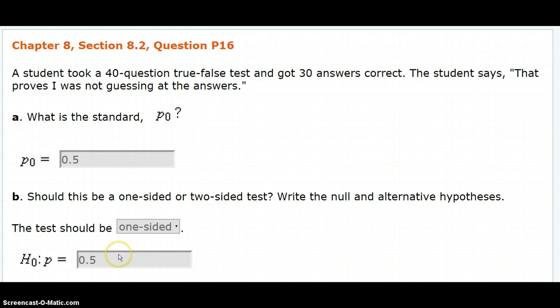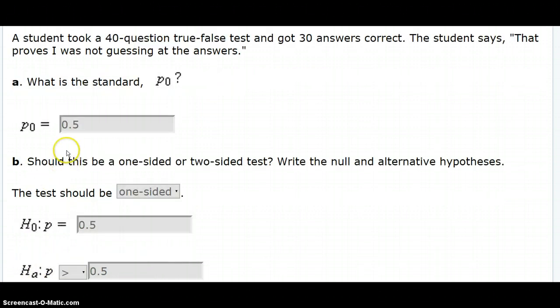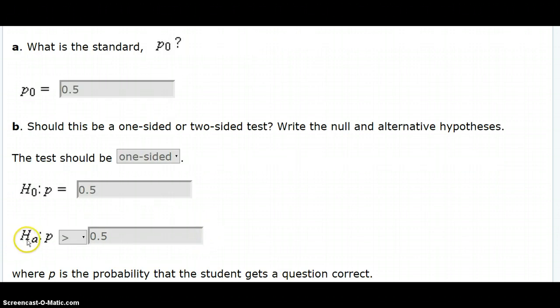So, one-sided. The null hypothesis, as we mentioned up here, is 0.5, so truly randomly choosing on a true-false test. Assuming there's roughly the same amount of each, we should get 20 correct. And his alternative hypothesis, because it's one-sided, is going to be greater than 0.5. In other words, if we reject the null, it doesn't prove anything, but we're going to end on going with the alternative hypothesis, which is that he really did know some of what he was doing.